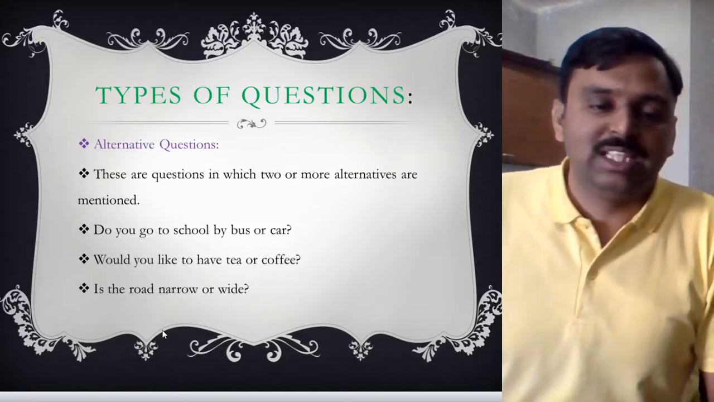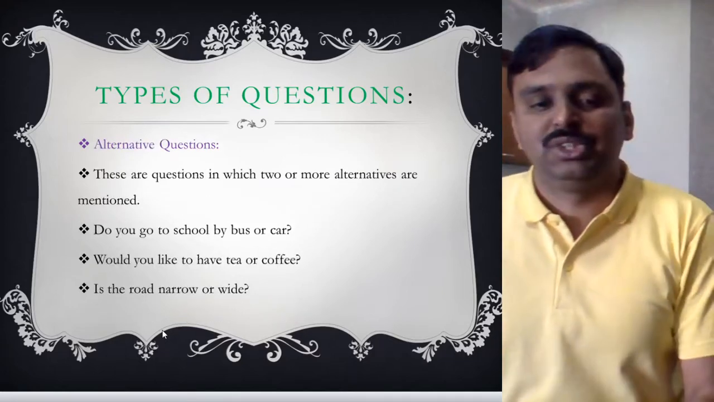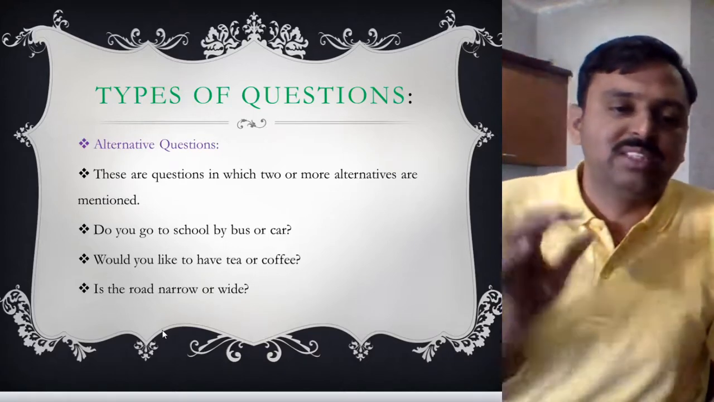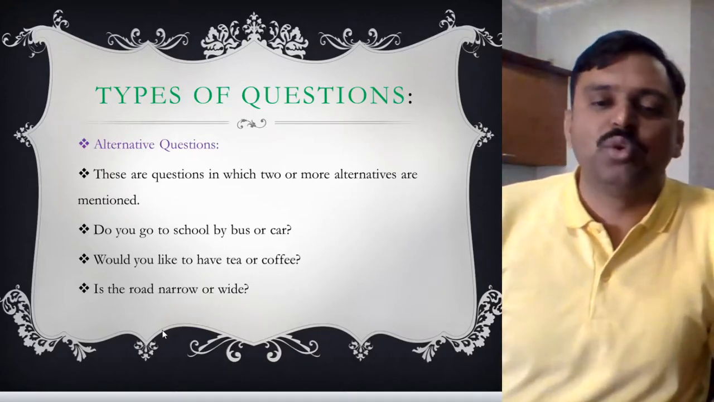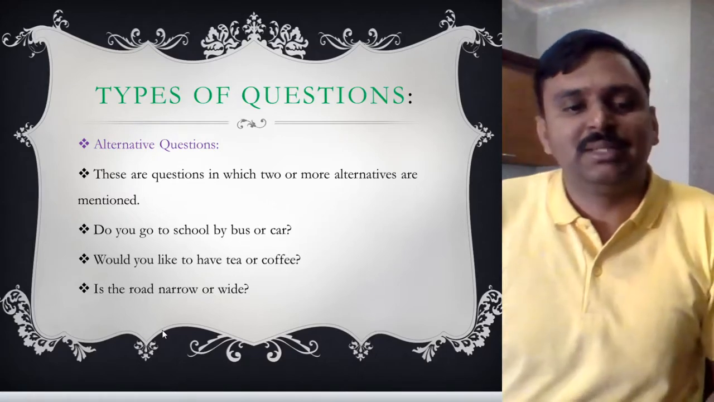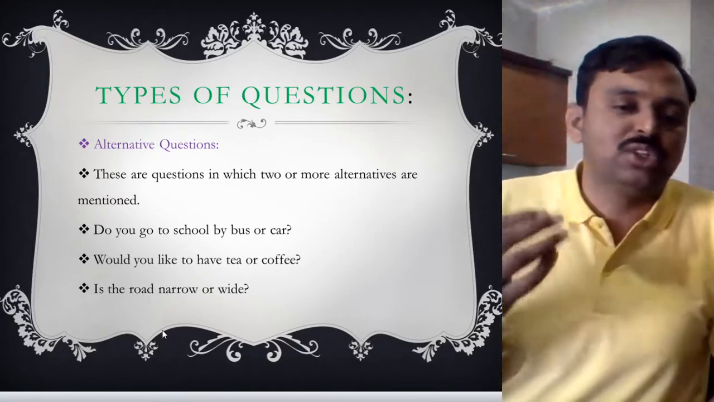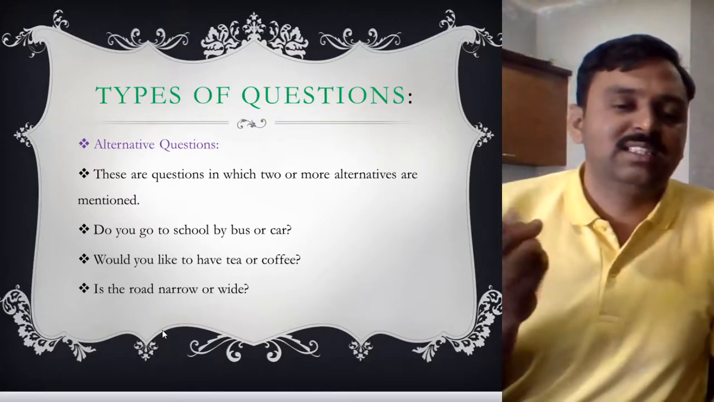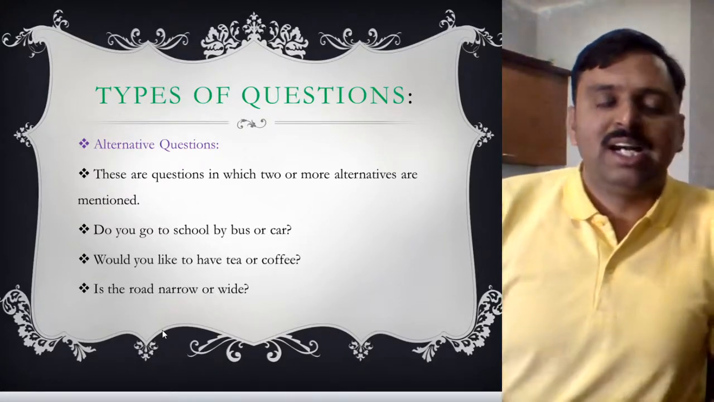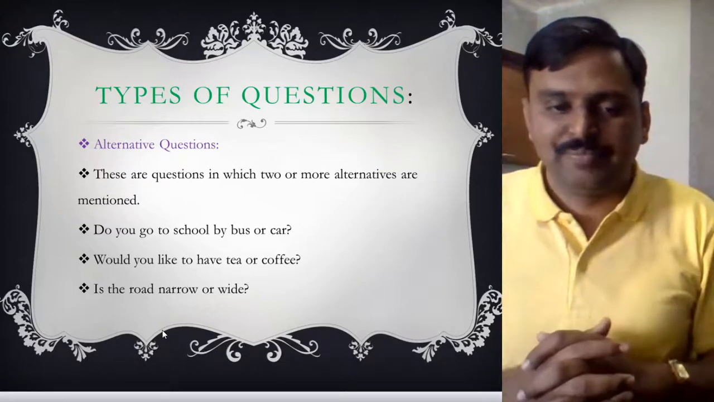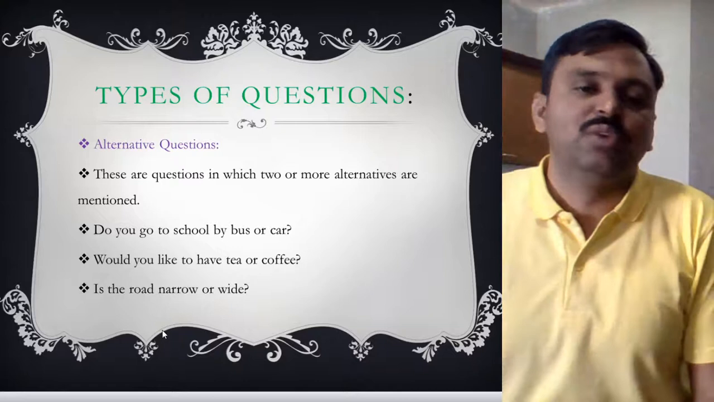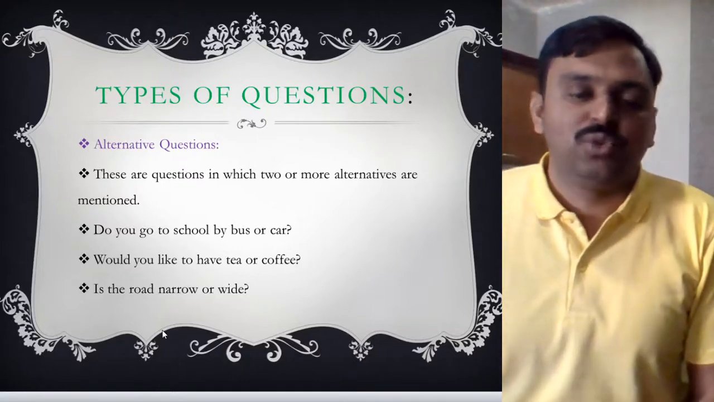Let's go to the next type of question, that is alternative questions. When we talk about alternative questions, these are questions in which two or more alternatives are used. Example: do you go to school by bus or car? So by bus and car there are two options, and they are joined by the conjunction or. Such questions we call alternative questions.